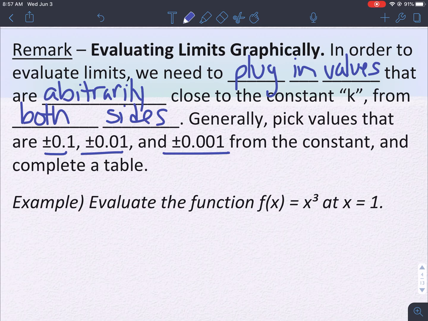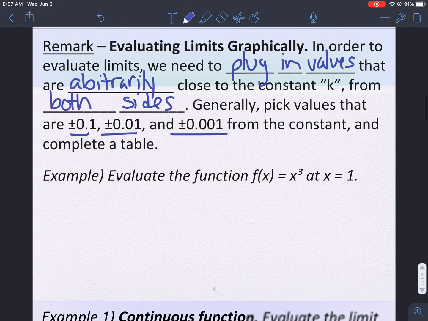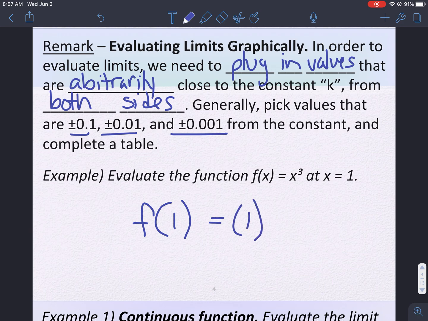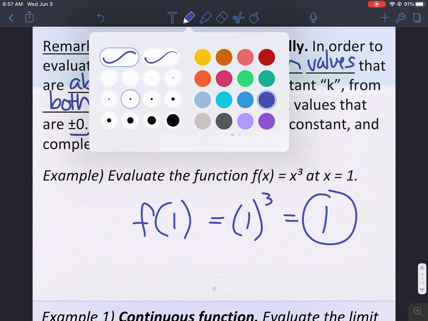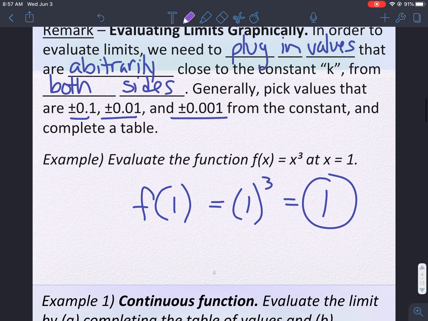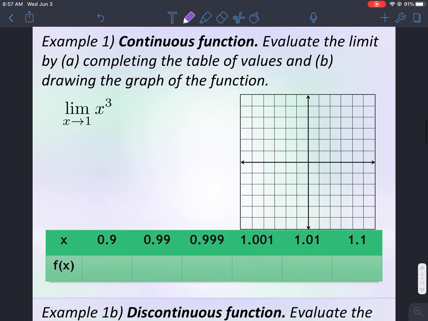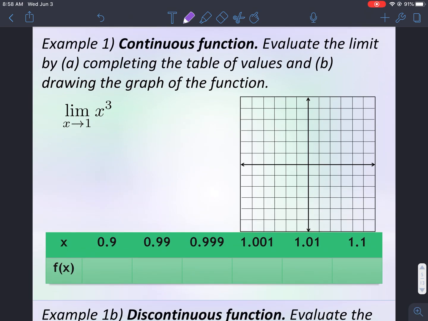So here is a very, very simple question. Evaluate some function f of x equals x to the third at x equals 1. What we would normally do here is just plug in 1 for x, and the answer is 1 here. The question is going to change when we put in that limit. And it says, evaluate the limit by completing the table of values and drawing the graph of the function.